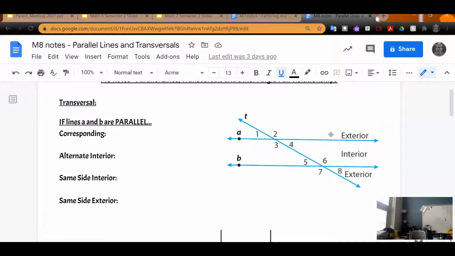Now what that means is they are congruent. So what we're going to write down is angle 2, the congruent symbol, which is the equal sign with the squiggly, is congruent to angle 6. Angle 2 is congruent to angle 6. I want you to find another corresponding pair on your own.